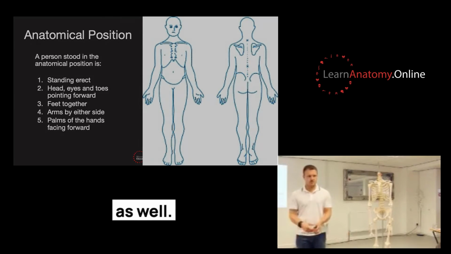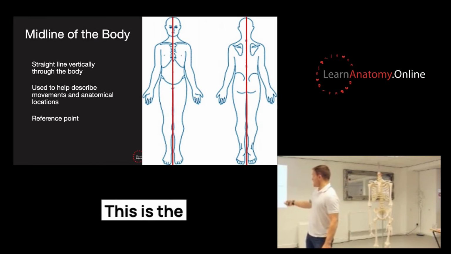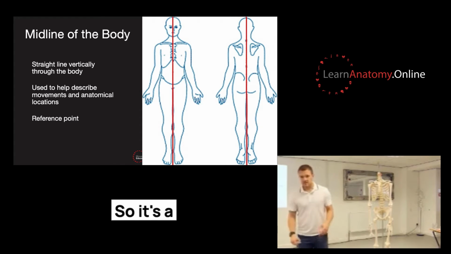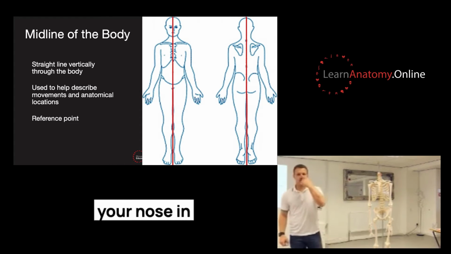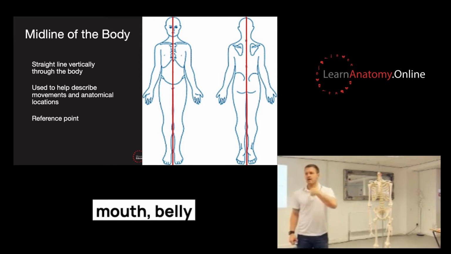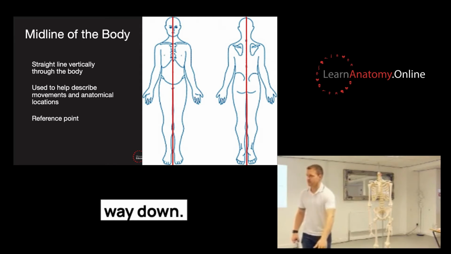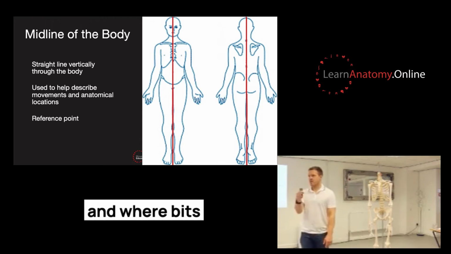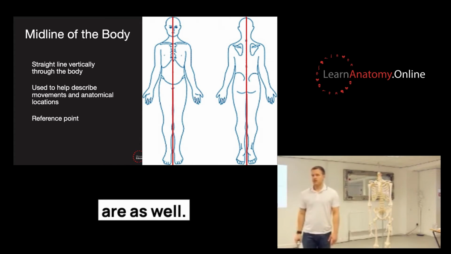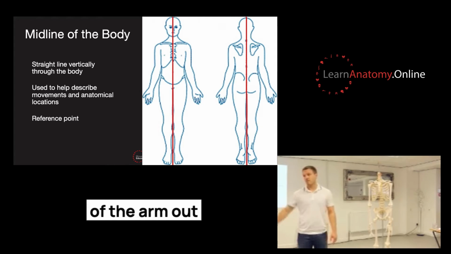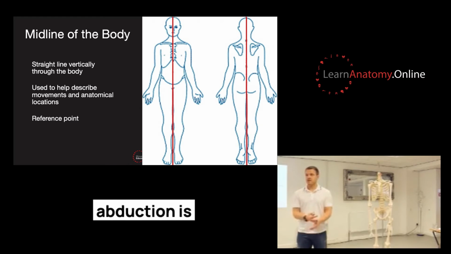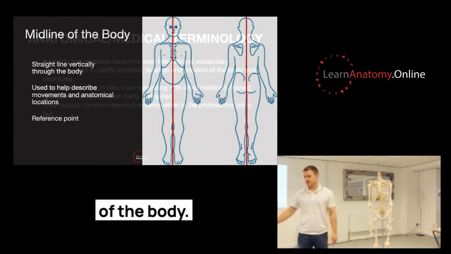Helps with movement as well. This again is really important. This is the midline of the body. So it's a straight line through your nose, in between your eyes, through your nose, through your mouth, belly button, all the way down. This is a reference point again, to help describe movements and where bits of the body are as well. So we would say that movement of the arm out to the side is abduction, but abduction is movement away from the midline of the body.